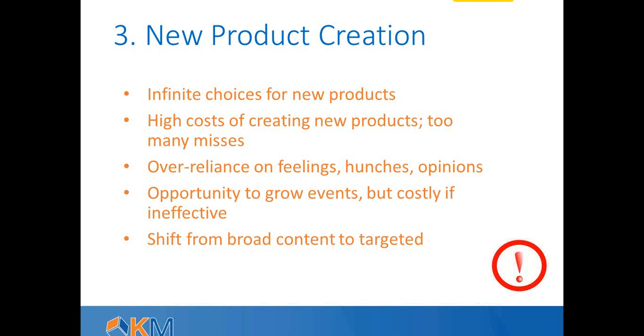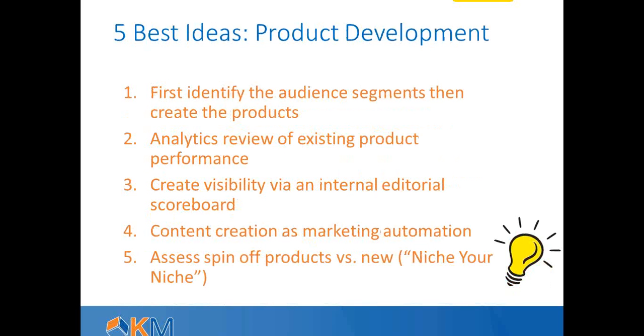And the last one is that there's really a shift, as we said before, from broad content to targeted content. So here are 5 good ideas in this area. First is identify the audience segments and create the products. A lot of people in the past have created the product and then looked for the audience. With data, you should find the audience and then create the product. That's a better way to do products than the reverse. So that's just a simple mindset. Are we identifying an audience and then customizing products to that audience?